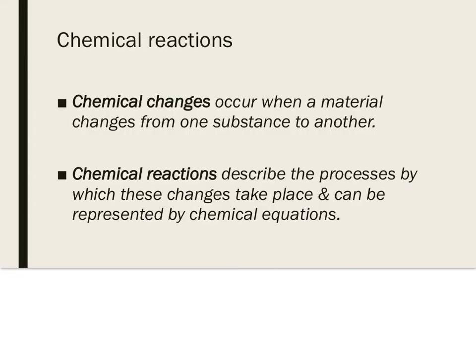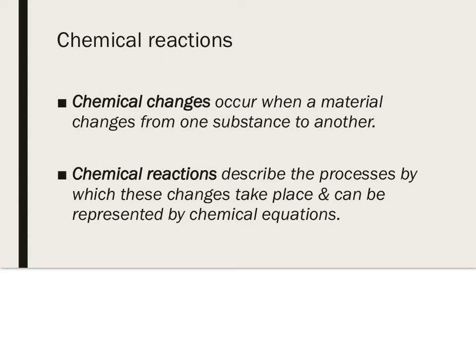All right, let's talk about chemical changes and chemical reactions. So, chemical changes occur when a material changes from one substance to another. And chemical reactions describe the processes by which these changes take place and can be represented by chemical equations that we'll look at in a little bit.